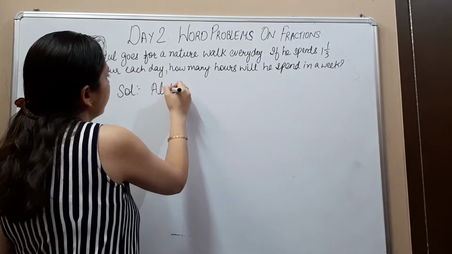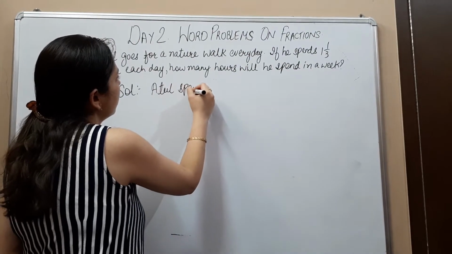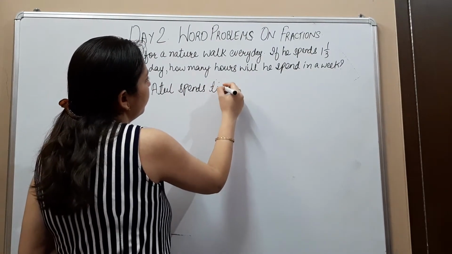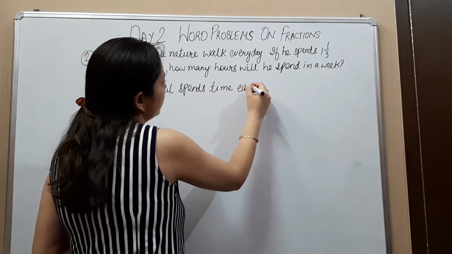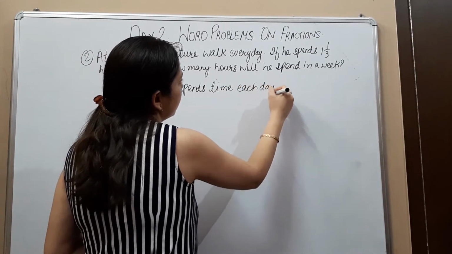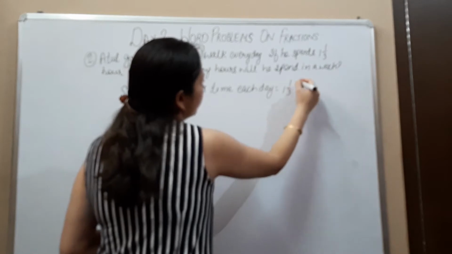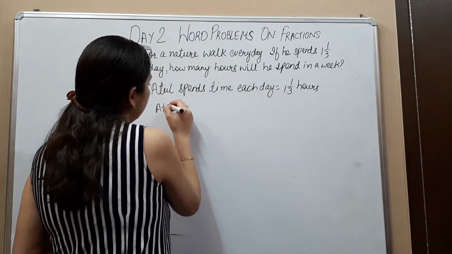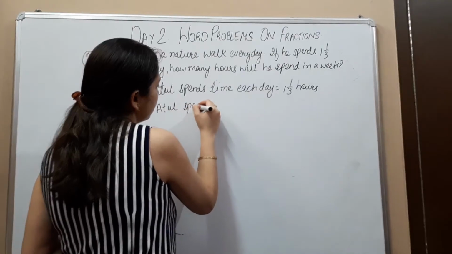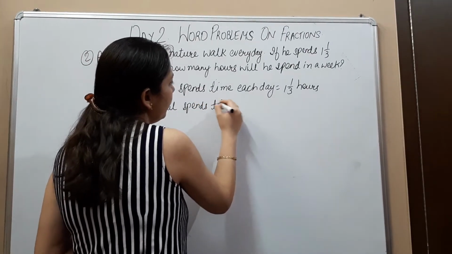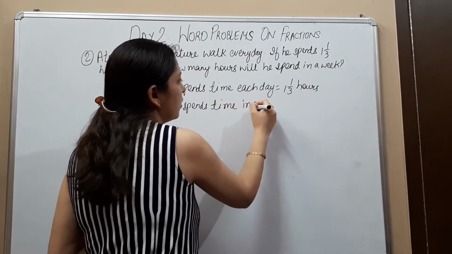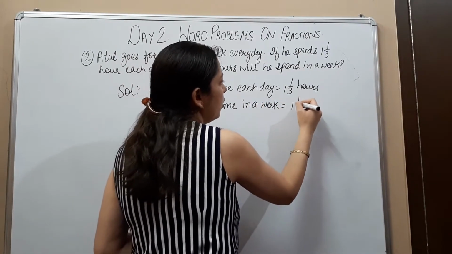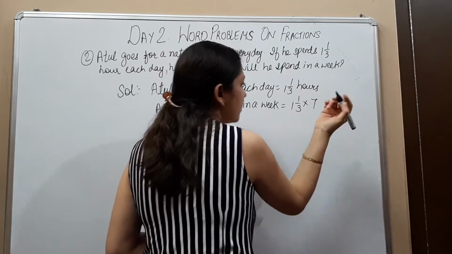So, the time Atul spends each day is 1 whole 1 by 3 hours. Atul spends time in a week, which is equal to 1 whole 1 by 3 times 7.